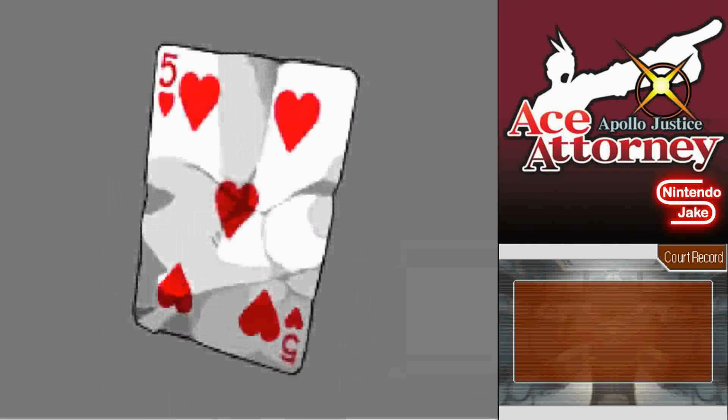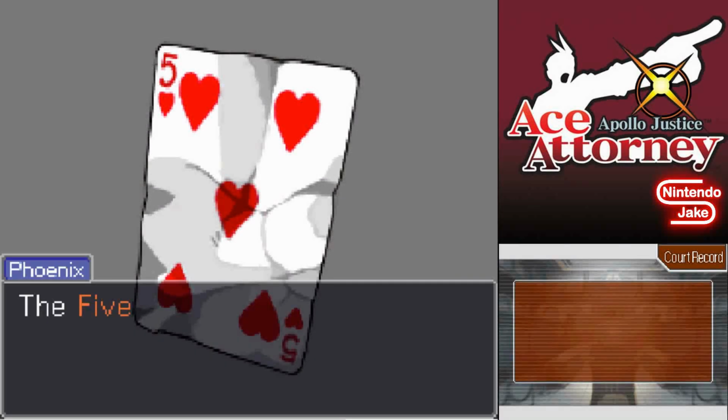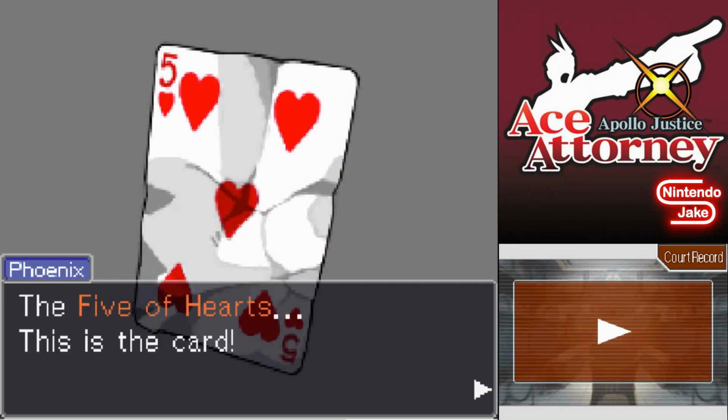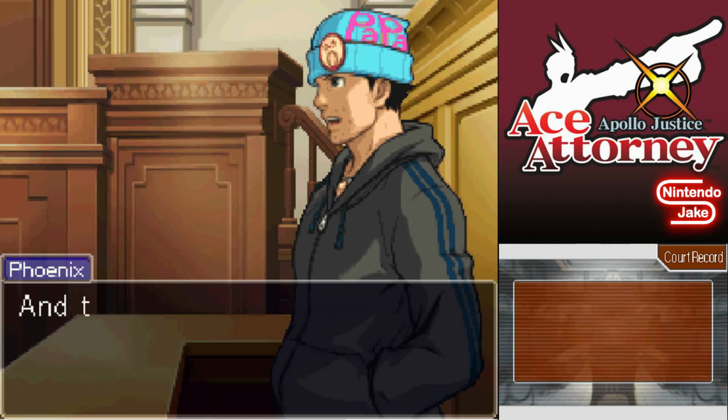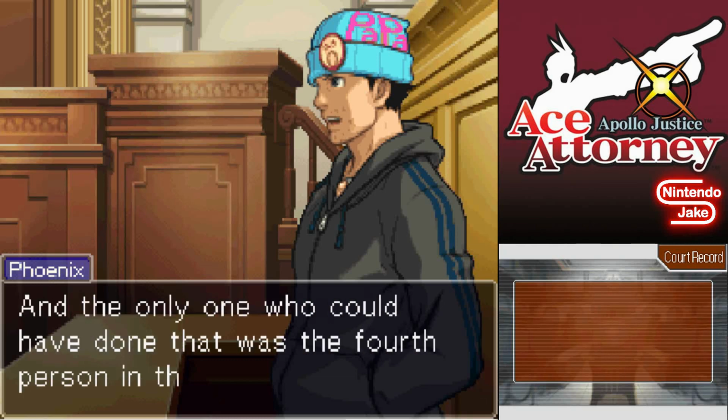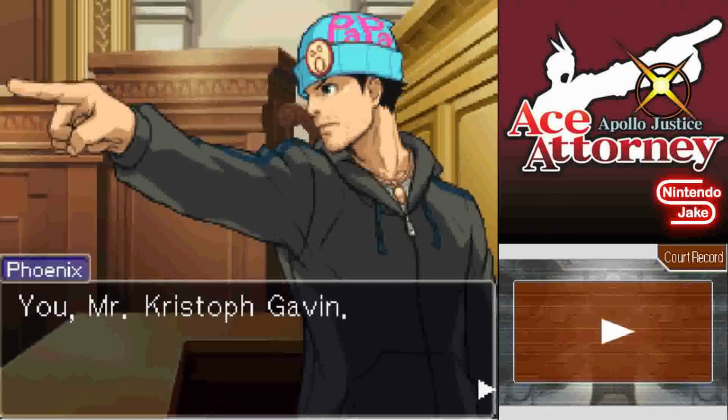Five of Hearts. This is the card, but it was also swapped. The only one who could have done that was the fourth person in the club that night. You, Mr. Kristoph Gavin.